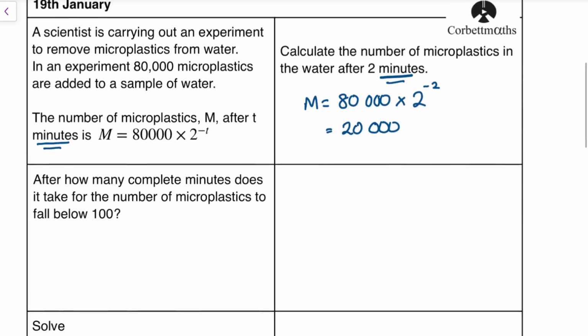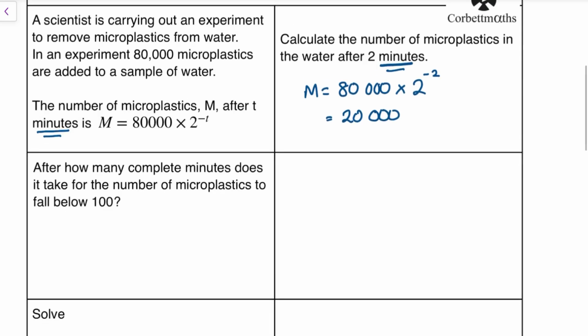Okay, so we're continuing from the previous question, so let's keep all this in shot at the same time. After how many complete minutes does it take for the number of microplastics to fall below 100? Right, this is an interesting one. Either you're going to be in the camp of I've heard of logs and I've used logs, or you're going to be in the camp of I've never heard of them, and you're going to have to basically try different numbers. So let's start with the I haven't heard of logs.